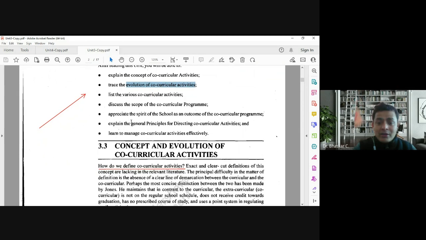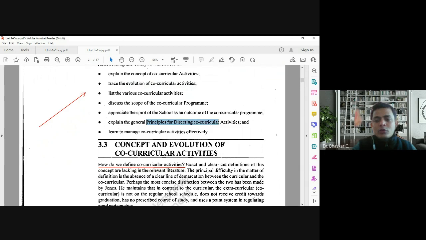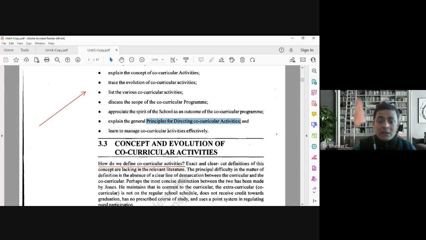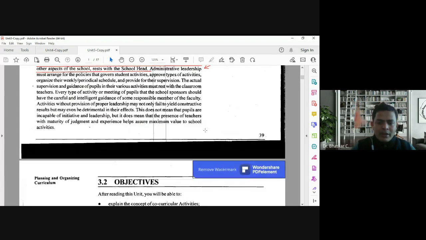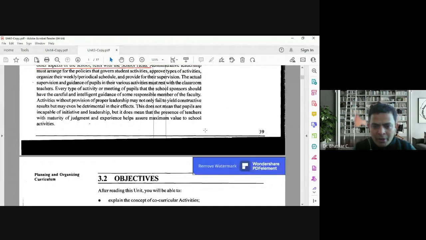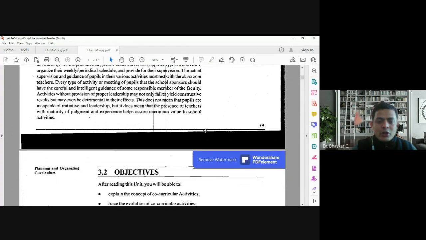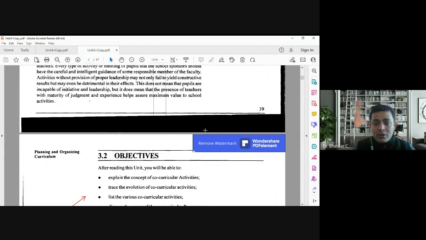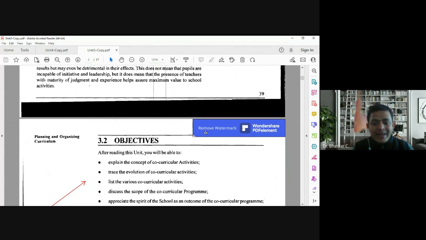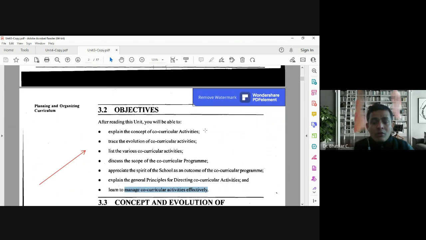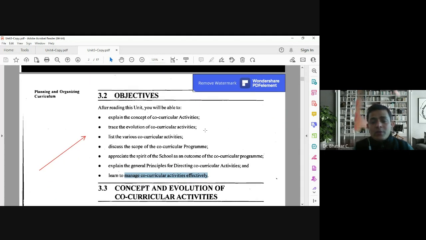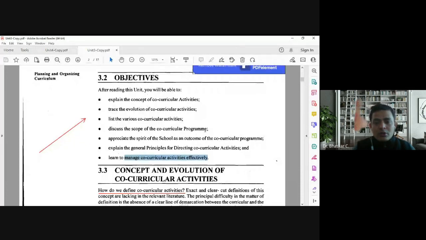Then we will try to explain the principles. Now this is very important. When we come to this section, I will give many examples also, of what may be the principles for directing co-curricular activities. And last but not the least is to manage the co-curricular activities effectively. So dear learners, if I repeat this section, these are the objectives, and you will find that they are very important, because when you prepare an assignment, or when you go for your term-end examinations, you will find certain questions based on these objectives. So we will try to answer these questions one by one.